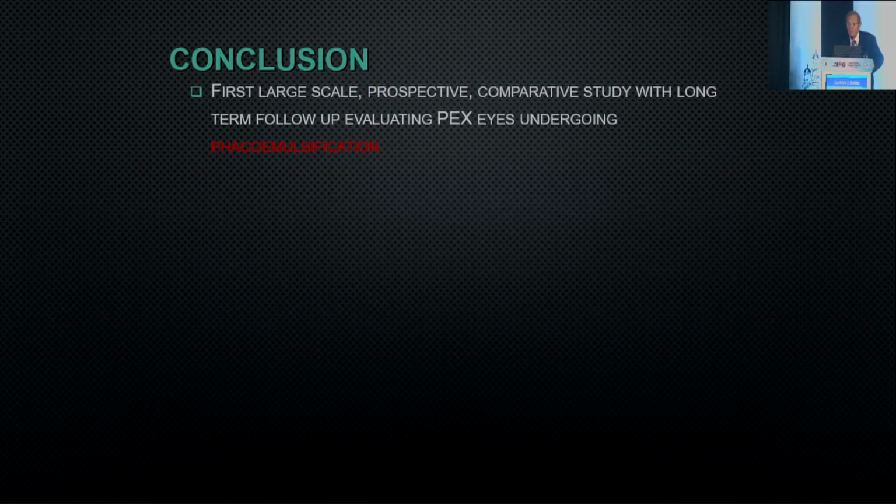Okay, conclusion. This is the first large-scale prospective comparative study with long-term follow-up results looking at pseudoexfoliation eyes undergoing phacoemulsification. These were all phaco, no small incision cataract surgery.